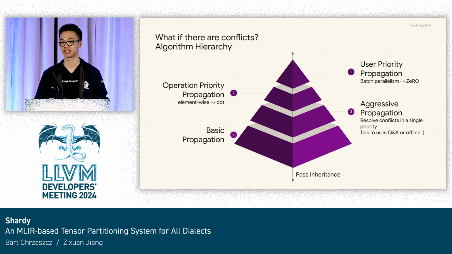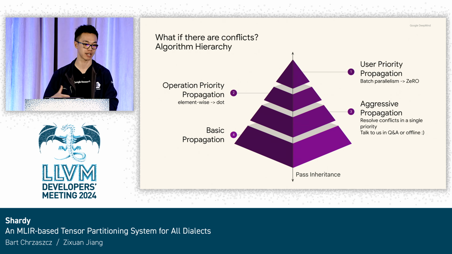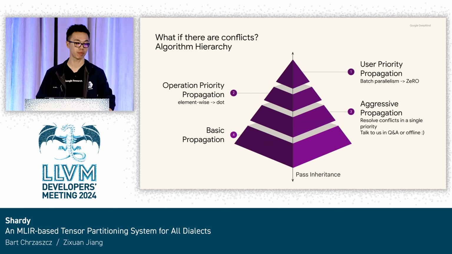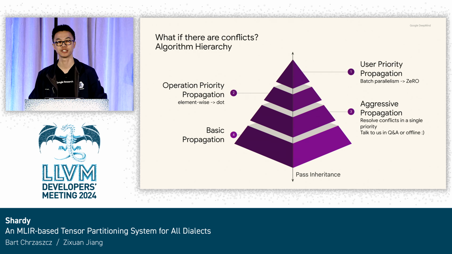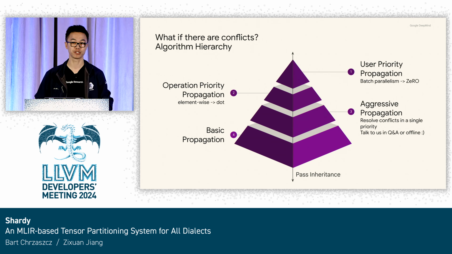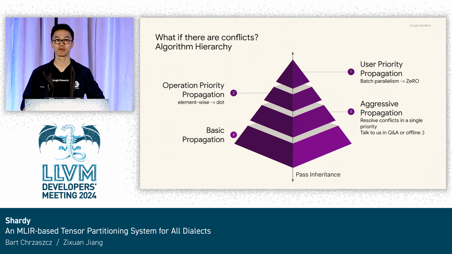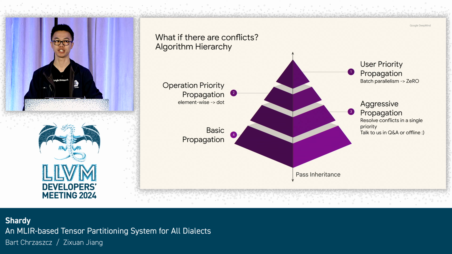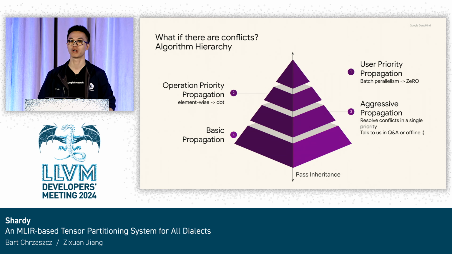With that priority, users can easily implement the batch parallelism and maximum zero sharding annotation hierarchy. And the second layer is the operation priority propagation, which is a heuristic method borrowed from GSPMD. We will handle specific pass-through operations at first, and then gradually handle several complicated operations. For example, we will always propagate the element-wise operation at first, and dot will have a lower priority than the element-wise operations.